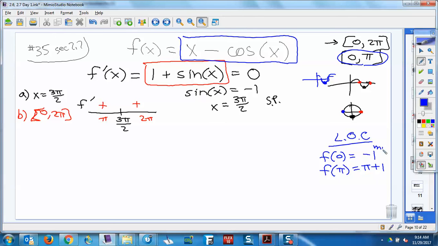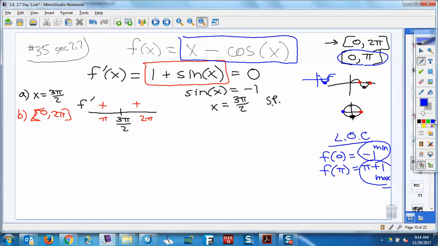So the min is here, the max is here. Now again, I just circle the y values. That's all I care about. It said, what are the max and min values of f on the interval 0 to pi? Okay? All right, D. Where is f concave down?